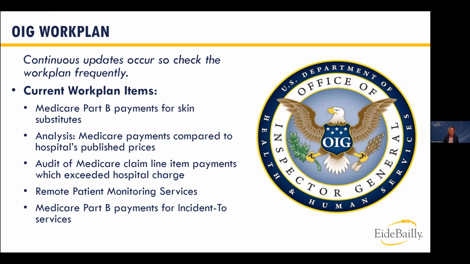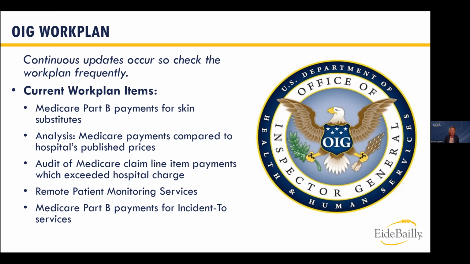So these are some current work plan items that may or may not impact your organization, just depending on the services that you provide. But skin substitutes has been a focused area for quite some time. I did remove the opioid misuse line item here just because I ran out of space, but that is something that really hasn't gone away and pretty much maintains itself on the work plan. They are performing an analysis of Medicare payments as compared to what the hospitals' published prices are, which is not surprising. They've had the price transparency guidance in place for a number of years, and so I guess it was just a matter of time before they would start mining that information.